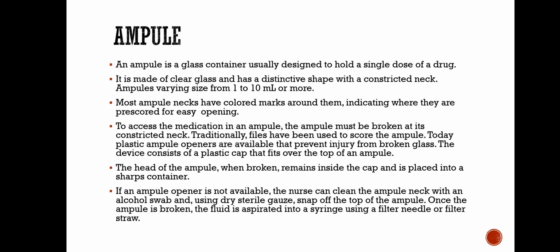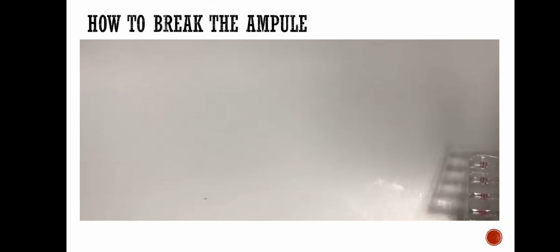Traditionally, files have been used to score the ampule. Today, plastic ampule openers are available that prevent injury from broken glass. The device consists of a plastic cap that fits over the top of an ampule. The head of an ampule, when broken, remains inside the cap and is placed into a sharps container. If an ampule opener is not available, the nurse can clean the ampule neck with an alcohol swab and, using a dry sterile gauze, snap off the top of the ampule. Once the ampule is broken, the fluid is aspirated into a syringe using a filter needle or filter straw.